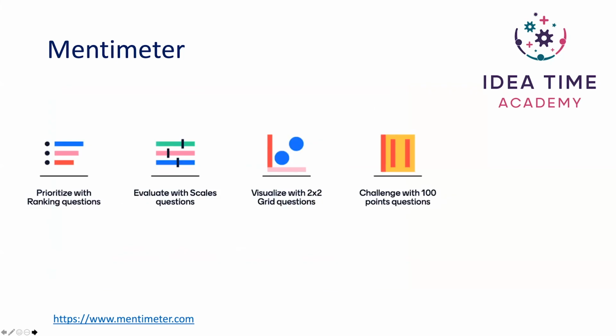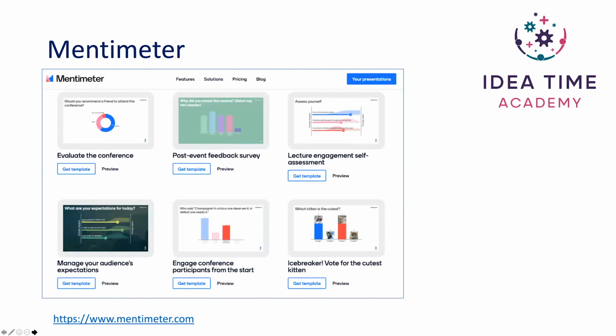There is so much that Mentimeter can do. You can prioritize with ranking questions. You can see how things are going with scales. There are those 2x2 grids that you can plot on, and you can have challenges and quizzes, as I've said. So there's just so much functionality, and I'm just really trying to give you a quick flavor here. And here are some templates and examples, again, a handful. There are lots of resources and ideas within the Mentimeter website for you to use as a facilitator. So all you need to do is browse through and see what captures your imagination.